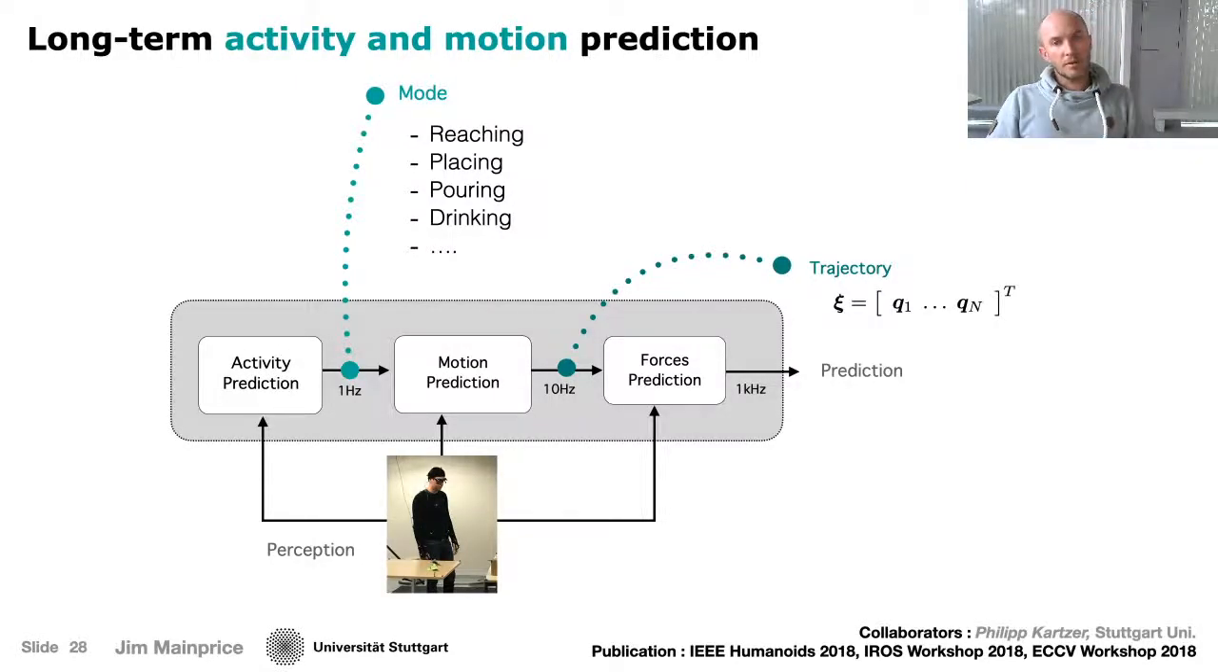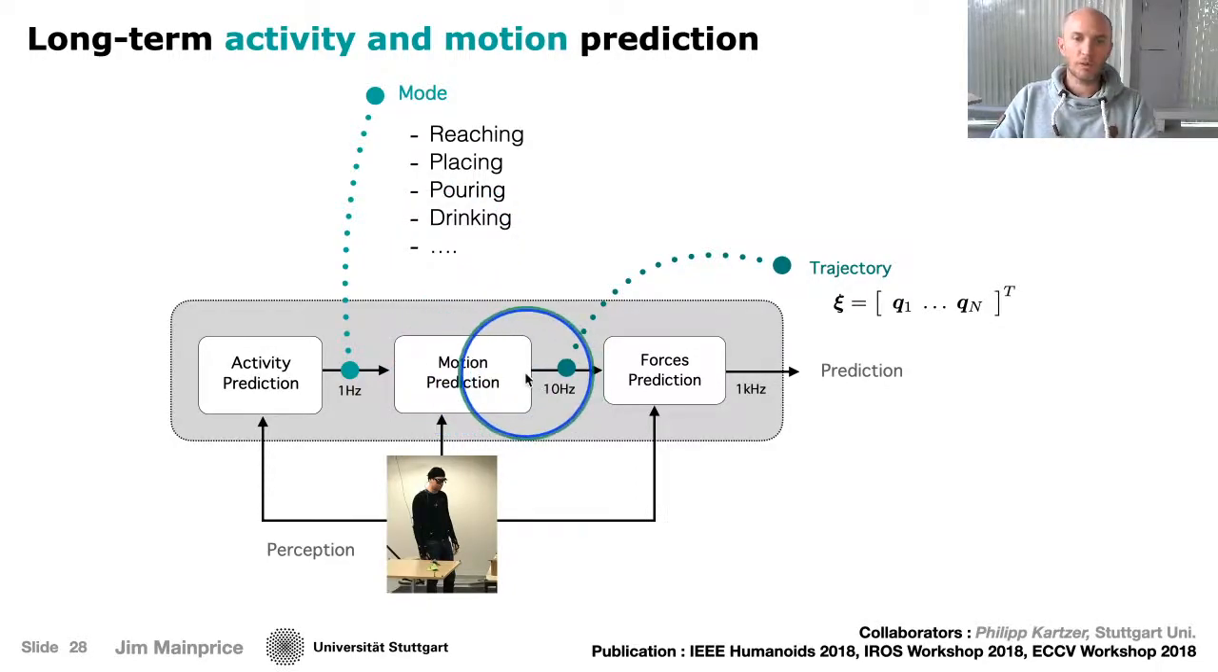So if we look at long-term activity and motion prediction, the pipeline is similar to what we would have for a robot. So we have, at a low rate, we would predict what is the activity, what is the human doing now, maybe cleaning the table, maybe the human is resting, or whatever. If we look at manipulation tasks, that might be a reaching, a placing, a pouring, a drinking action, and so on. So this is at a kind of slower rate.